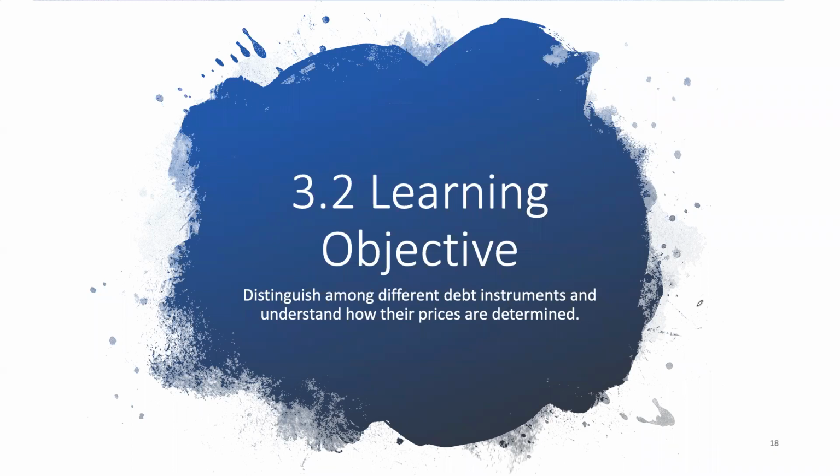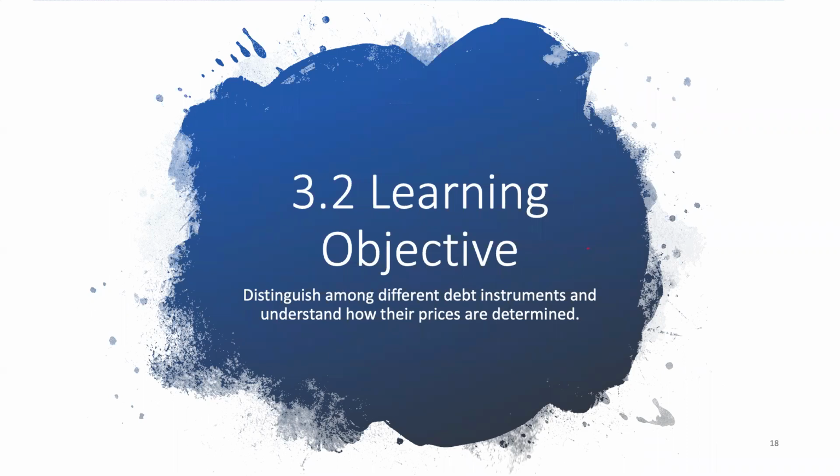All right. So now that we have a basic framework in mind as to how to understand interest rates, how to calculate present values and future values, we'll go on and talk about bonds and debt instruments, right? So how do we distinguish between different kinds of debt instruments, and then also consider how the prices of these debt instruments are determined.